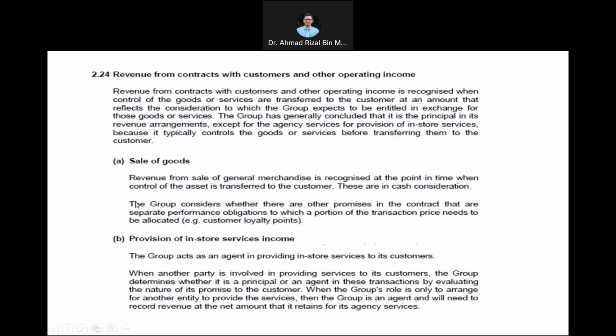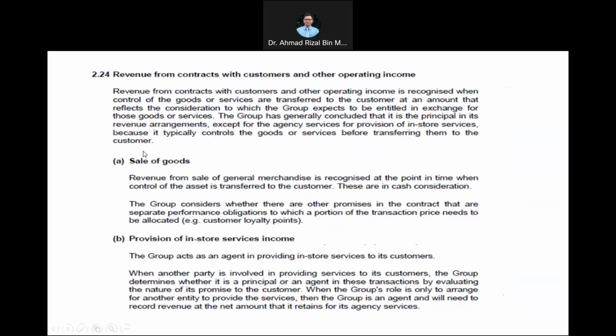Okay, this is how revenue is recorded. What you see in the income statement, in the P&L, is the final revenue figure. But the notes explain how the revenue is derived or calculated.